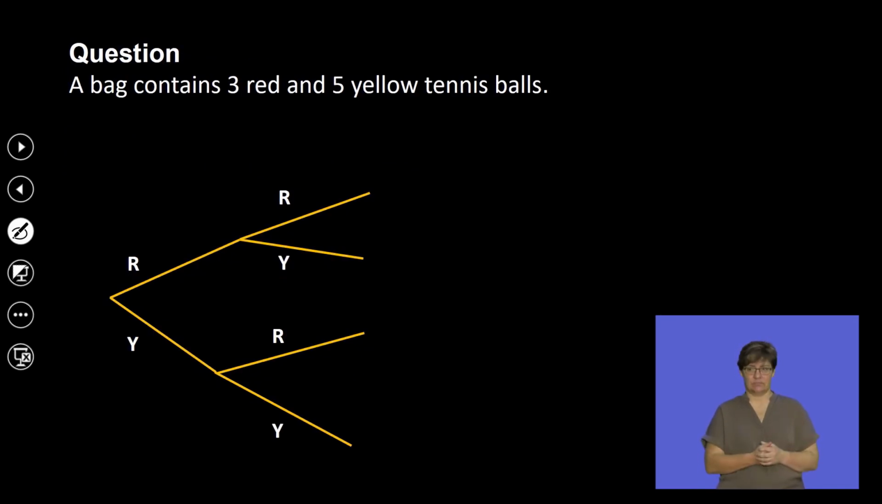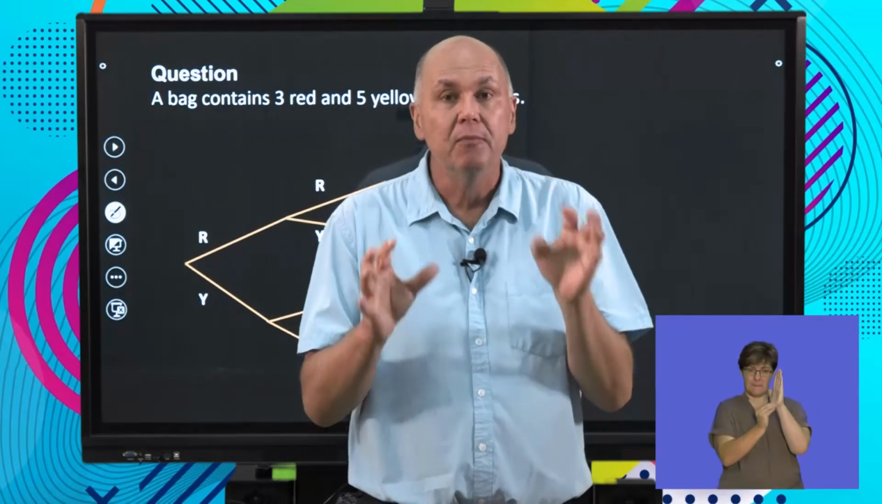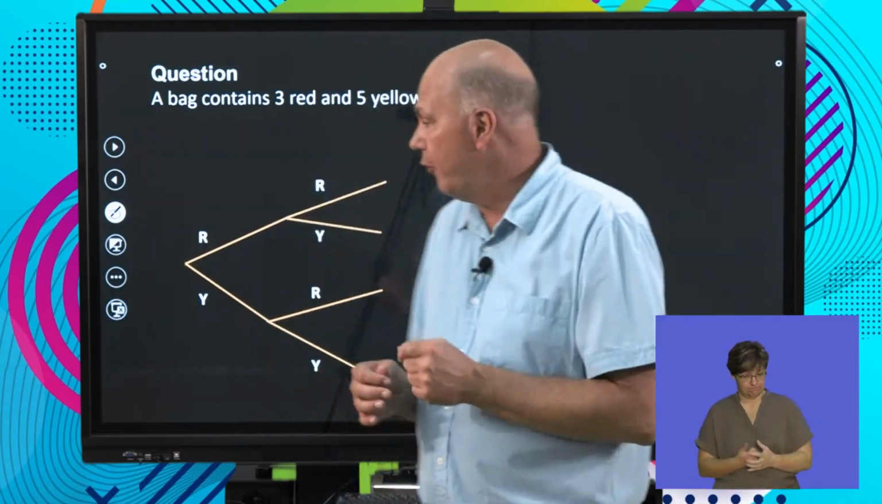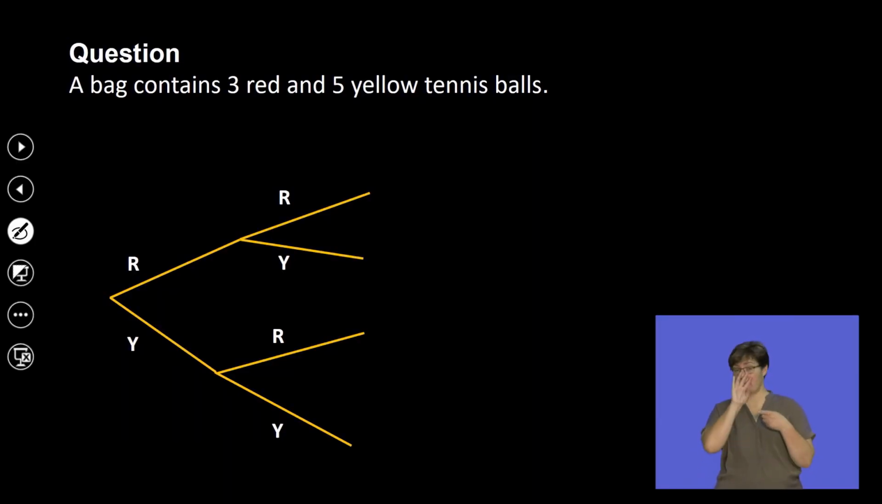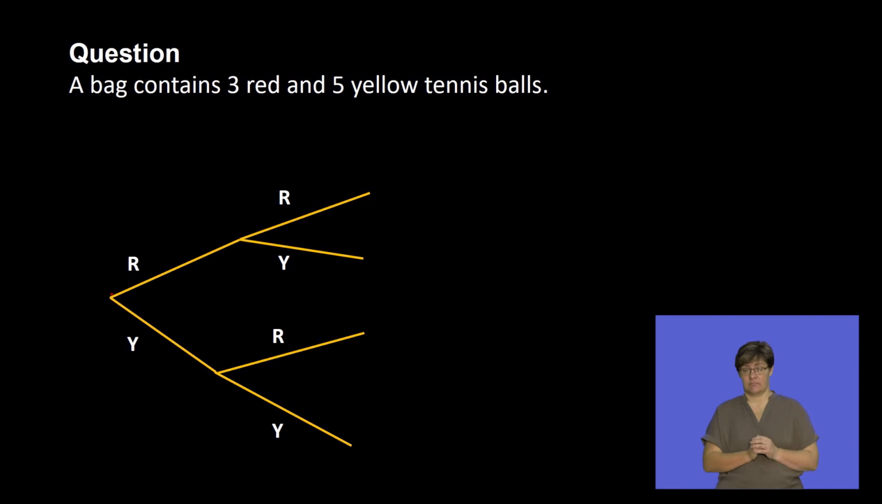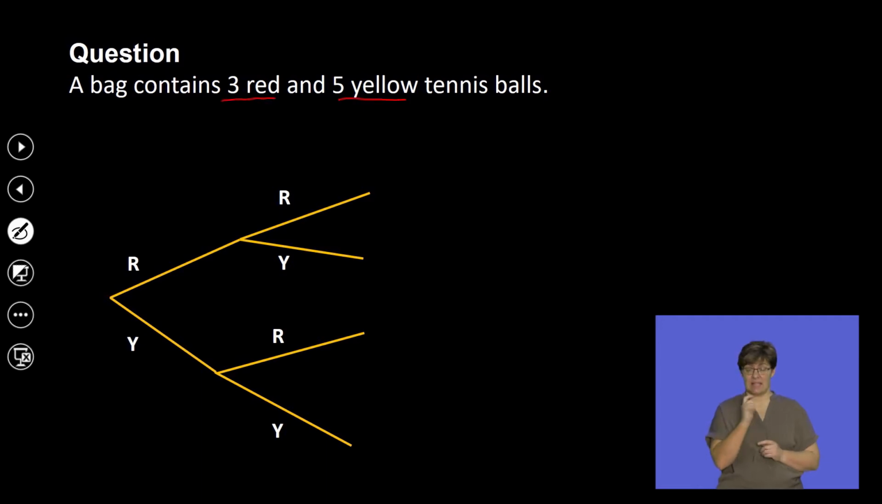So let's go and do this, draw the tree diagram, and fill in as much detail on the tree diagram as possible so it will help us with any further investigations or calculations. So the first thing we need to recognize, I've already set it up. At the starting point, we can either have a red tennis ball or a yellow tennis ball. And so I've got the red over there and the yellow over there. And that's where the branch takes place, because it can either be red or yellow.